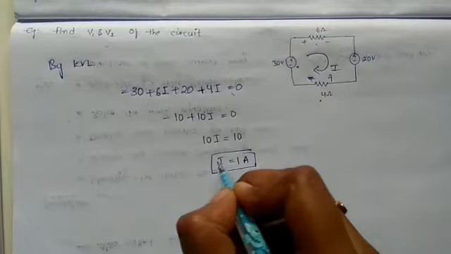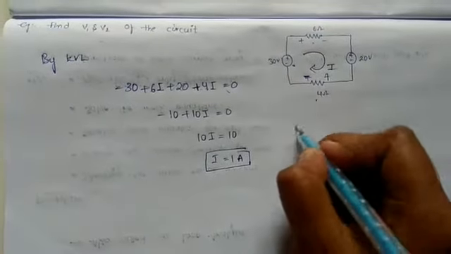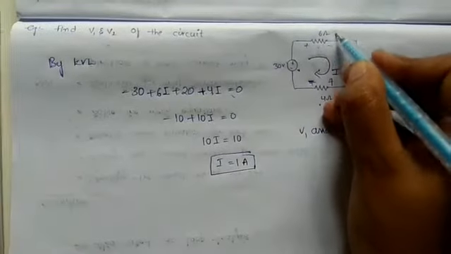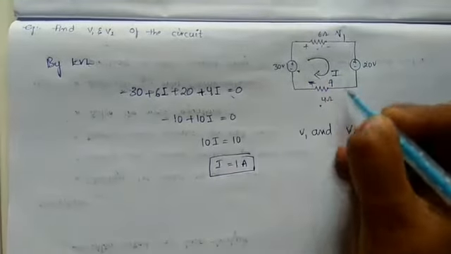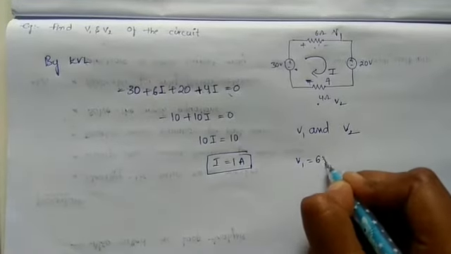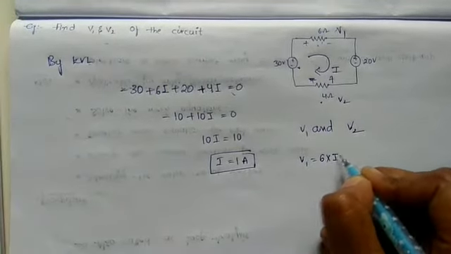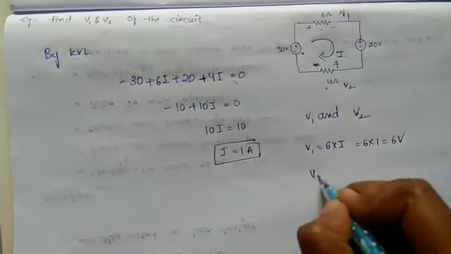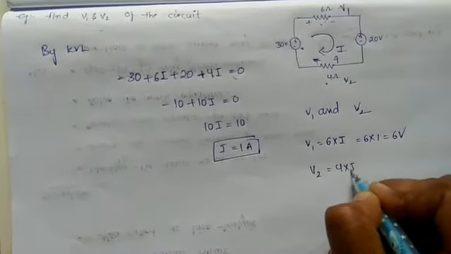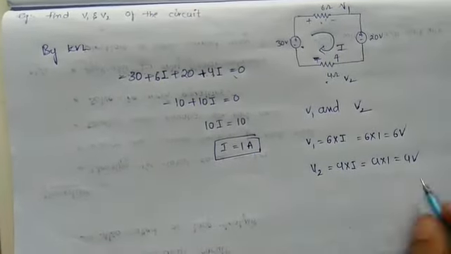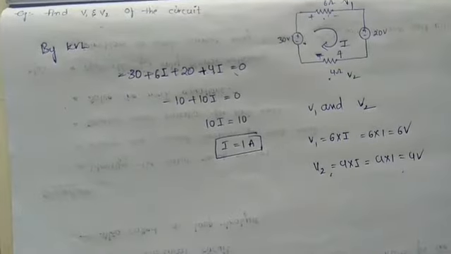We got I is equal to 1 ampere. So we want to find V1 and V2, right? Let's think this is V1 and this is V2. So V1 is equal to 6 into current, so 6 into 1 is 6 volts. And again V2, 4 into I, that is 4 into 1 is equal to 4 volts. Therefore V1 is 6 volts and V2 is 4 volts.